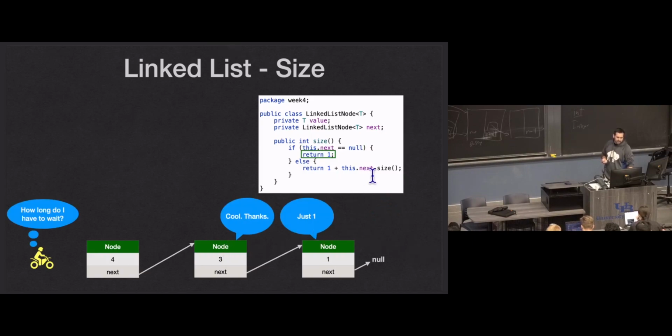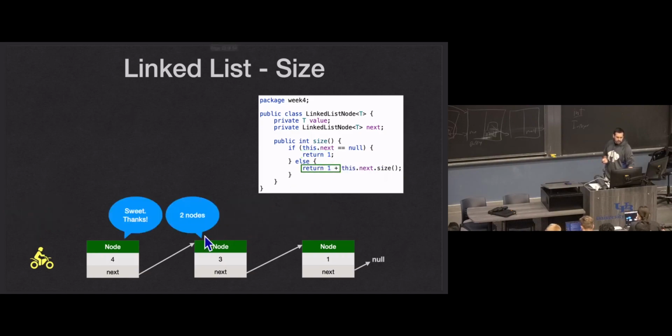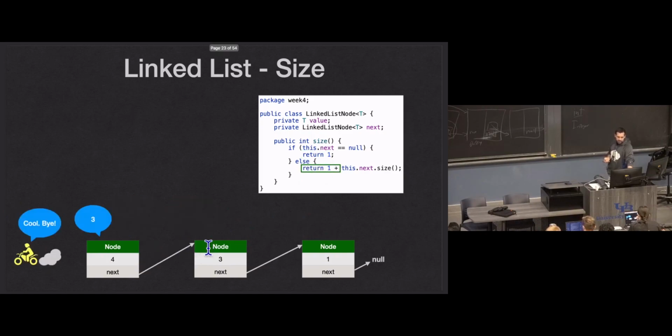This node got its return value from its recursive call. It's going to add 1 to that to account for itself and return 2. And this node is going to get that return value of 2 from its recursive call, bump that up by 1, and give the answer to, since it did happen to be the head of the list, it'll give its answer to the original caller.